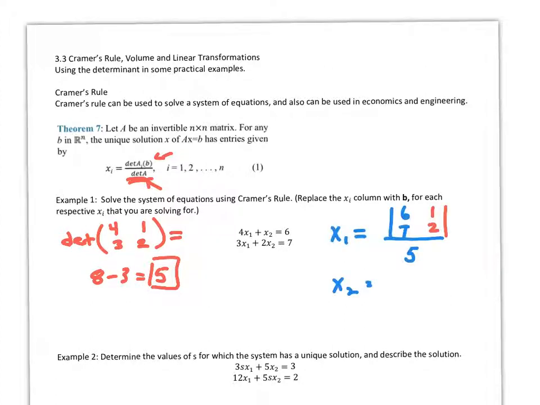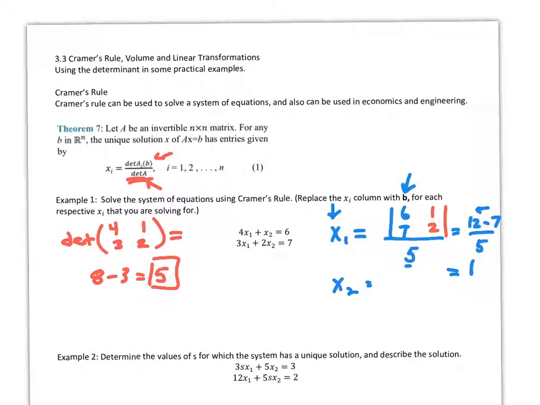So if I want to solve for x1, I have the determinant of my coefficient matrix in the denominator, and then the numerator is a modified matrix where I do take the constant terms and put them in for x1. I'm solving for x1, so that's where I put them in. So then this one's going to be 12 minus 7 all over 5, and I'm going to end up with a 1. So x1 is equal to 1.